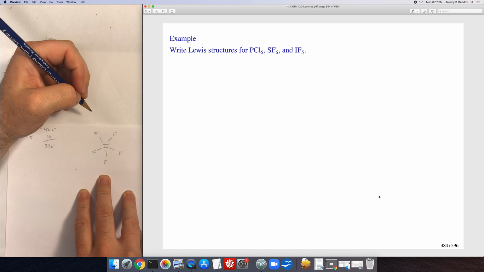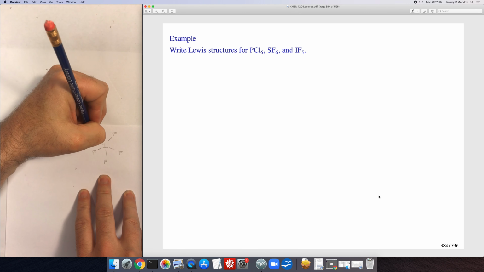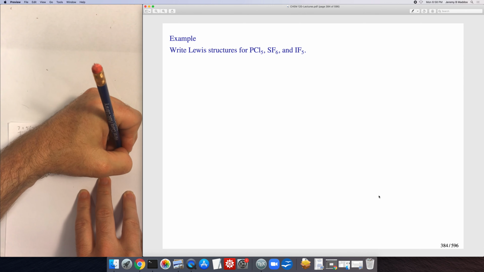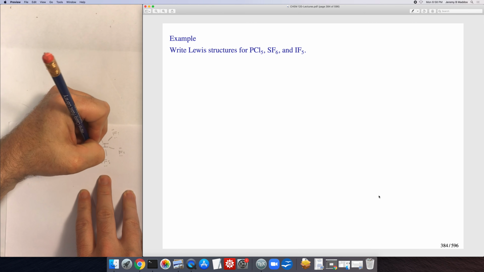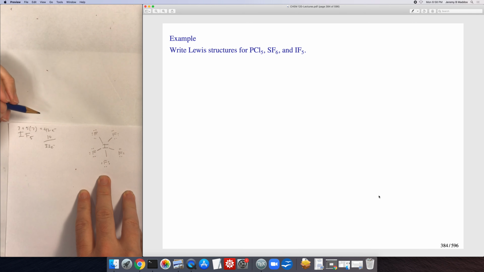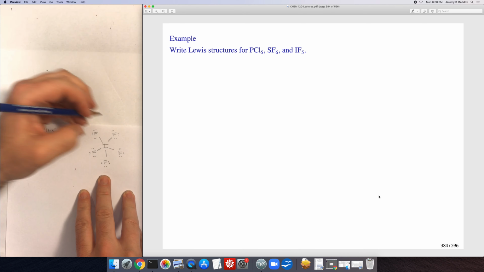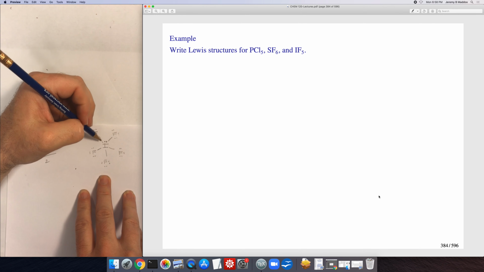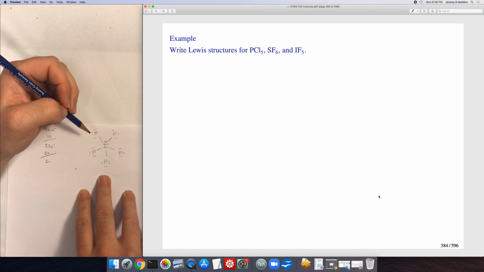Now we're going to put those on the satellites first. So each fluorine is going to get 6 electrons. So it's 6 times 5, that's 30. So we've got 2 electrons left over. Where do they go? The only place they can, on the center atom. We see iodine here has 2, 4, 6, 8, 10, 12 electrons around it.